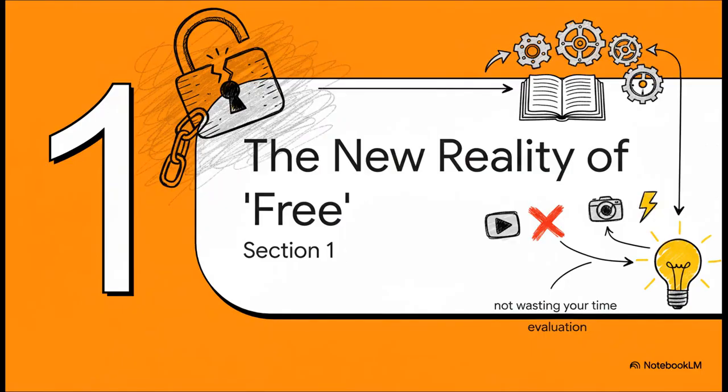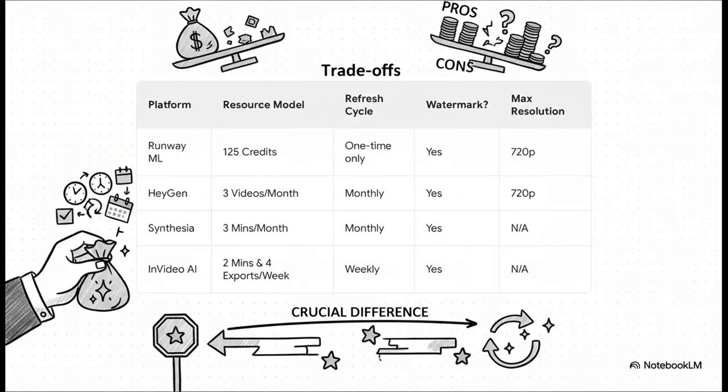First up, let's break down this new reality of what free actually means. Seriously, understanding these rules is the key to figuring out which tool is right for you, so you don't waste a ton of time. So check out this table. This pretty much lays out the entire landscape of what you're giving up. But look, the most important thing I want you to notice is that resource model column. You either get a one-time bucket of credits or you get a recurring monthly or weekly amount. This one difference is absolutely crucial.